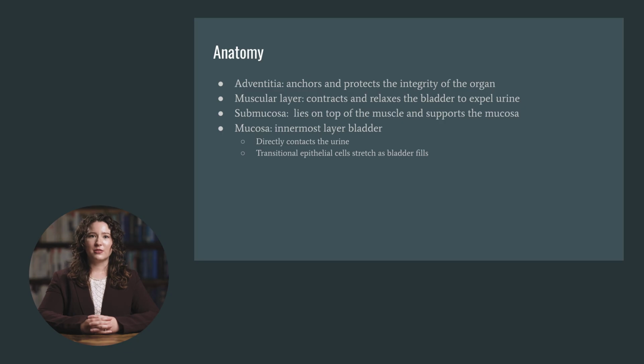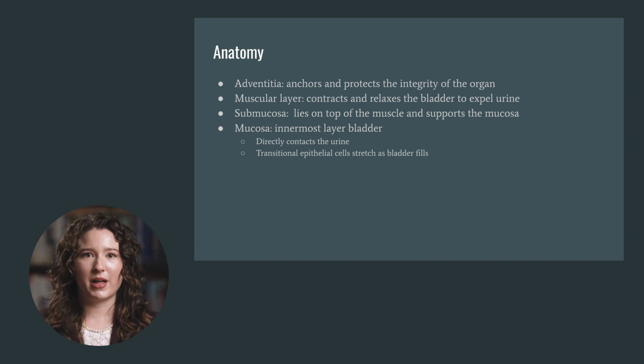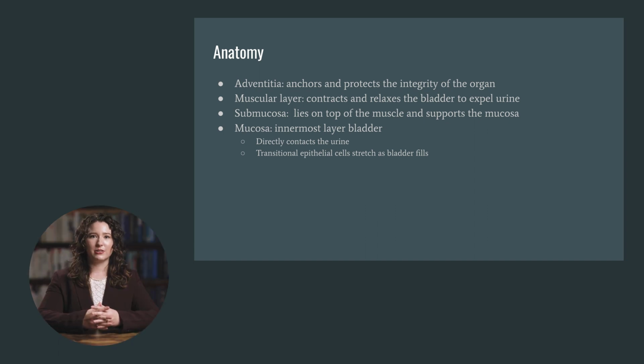Working our way from the external layer to the internal layer, the adventitia of the bladder provides anchoring support and protection to maintain the integrity of the organ. Moving inward, the muscular layer is responsible for contracting and relaxing to expel urine from the bladder during urination. The submucosa lies interior to the muscular layer, which provides support to the mucosa. The mucosa is the innermost layer of the bladder that is in direct contact with the urine and contains transitional epithelial cells. These transitional epithelial cells stretch as the bladder fills with urine.